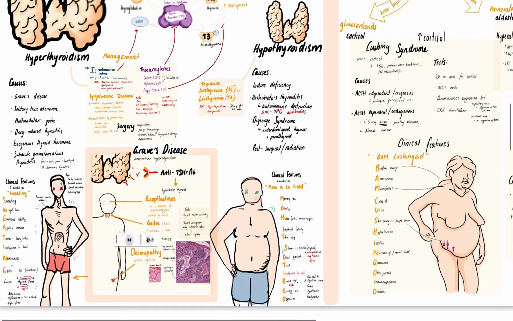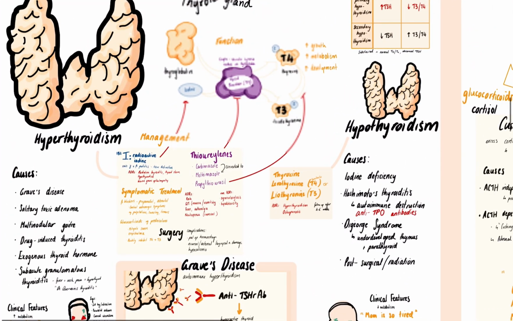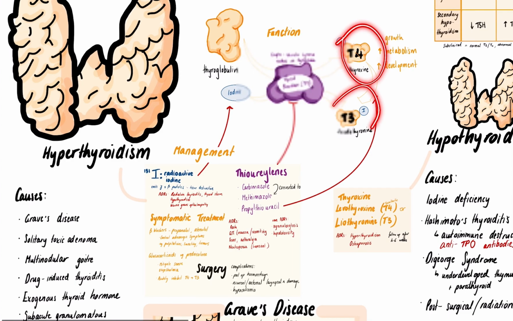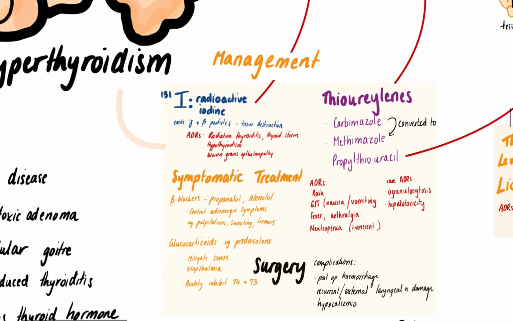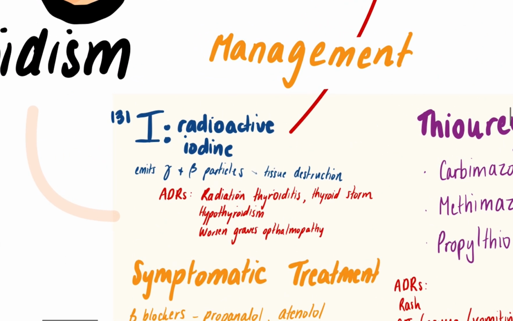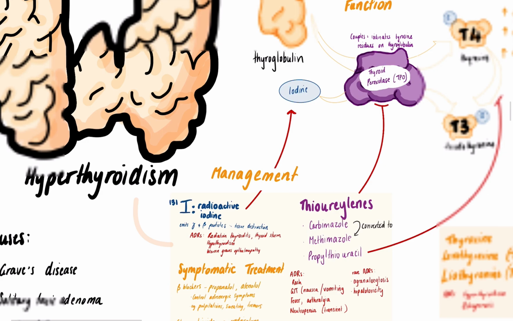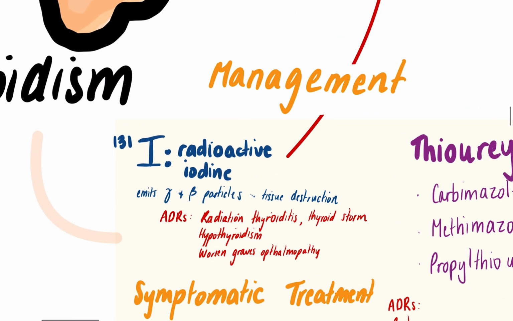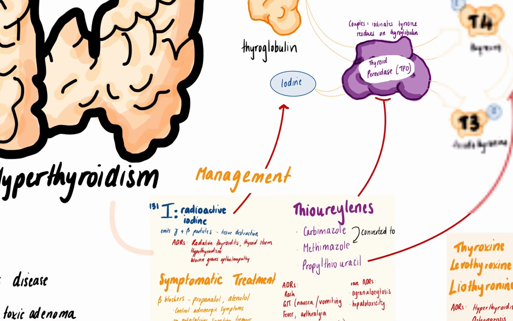Now, in terms of treatment for hyper and hypothyroidism, for hyperthyroidism, you want to prevent the overproduction of T3 and T4. There's a few ways we can do this. One way is using iodine 131 or radioactive iodine. What this does is it basically involves the use of radioactive iodine that gets uptaken by the thyroid and emits gamma and beta particles, leading to tissue destruction. So it's very specific to the thyroid.